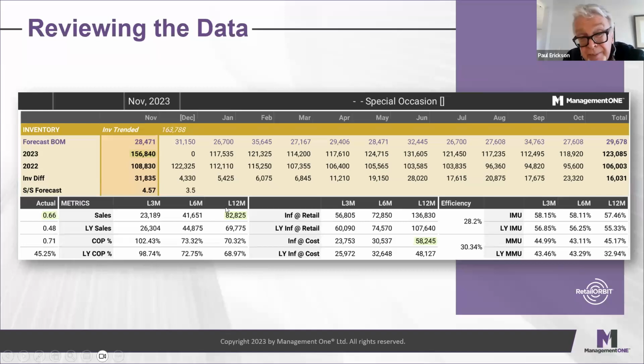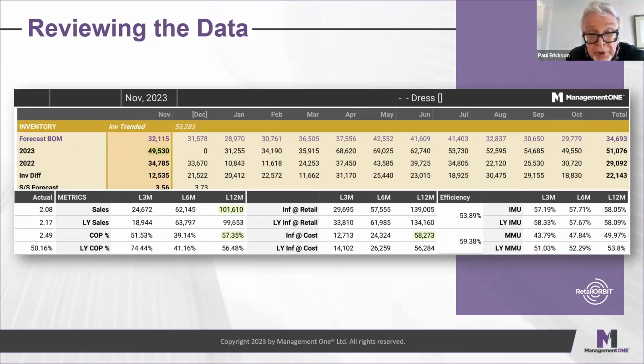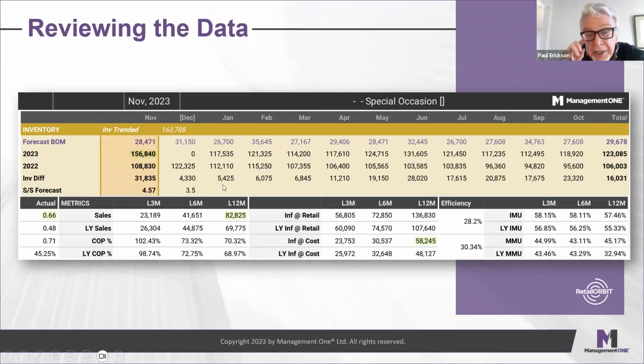You know what's a different number here besides the inventory? Sales. If you go back and look at the sales for dresses, we sold 101,000, bought 58,000. Special occasion dresses, we bought 58,000, sold 82, with a whopping 70% cost of goods purchased.